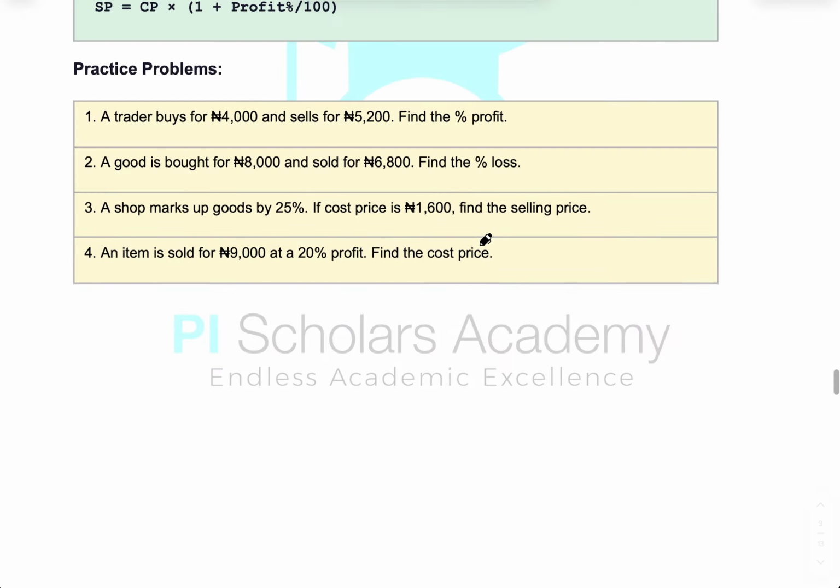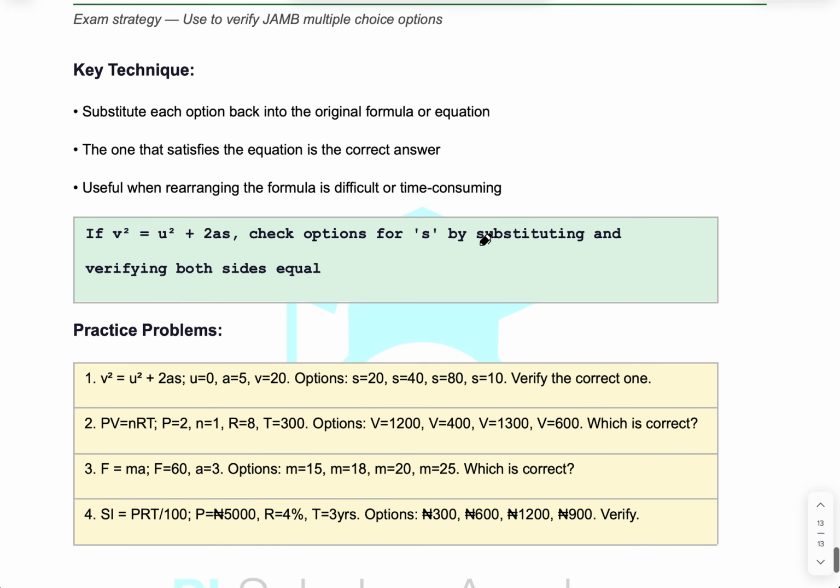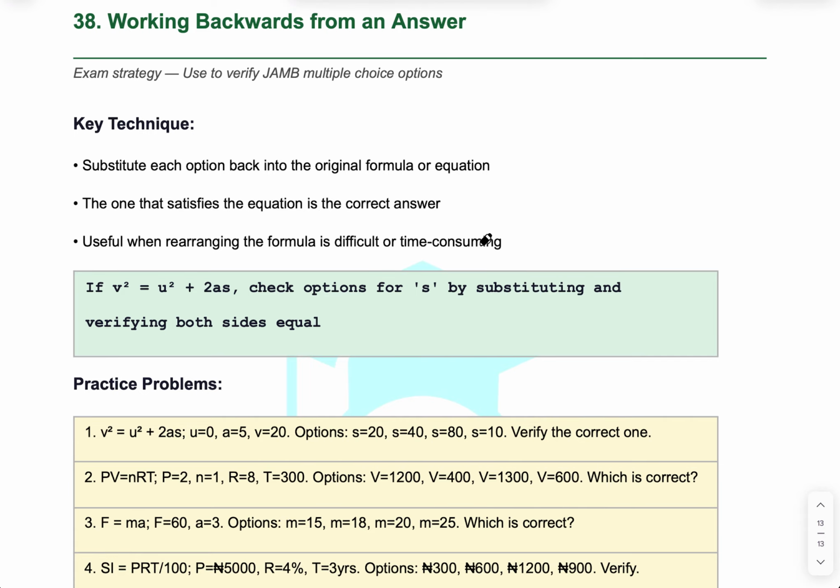So lastly, the last part of this video is going to cover a technique that I like to teach students. This is a situation whereby you know the formula, but you don't quite know how to apply things, you can substitute back. So I call it back substitution. Substitute each option back into the original formula or equation. Whichever one satisfies the equation is going to be your answer. So for instance, you have v squared equals u squared plus 2as. If u equals 0, a equals 5, v equals 20.